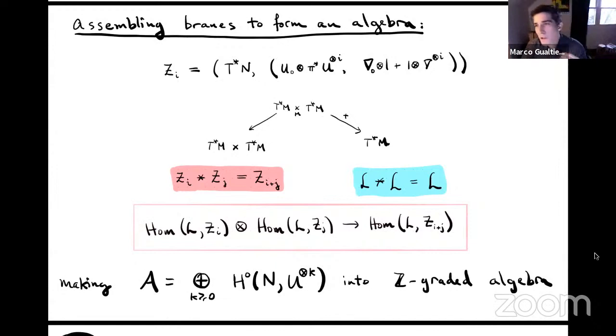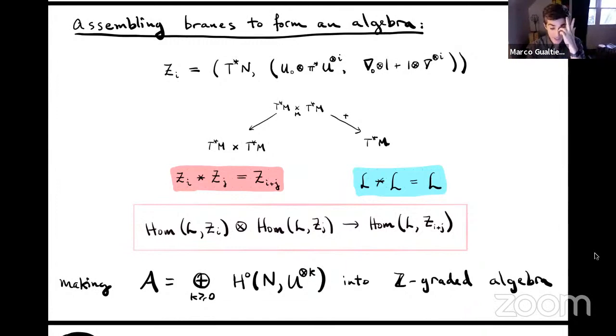And what I want to observe, and this is the key observation for the rest of the talk, is that the reason why this is possible to do is because the cotangent bundle has a very simple structure, the structure of addition on the fibers. So let me explain what I mean.